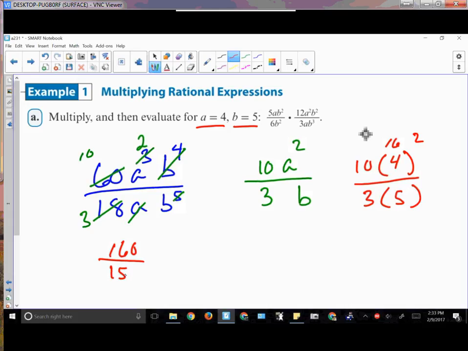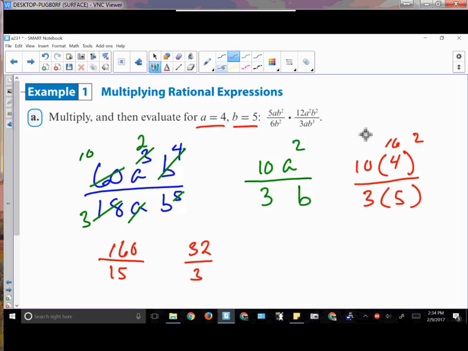Can I simplify? Now, this is where understanding the process and seeing what's going on with your numbers helps. If I look at this, that's got a 0, that's a 5. Both of these are divisible by 5, correct? So if I go and take 160 and divide it by 5, that gives me what, 32? 32 over 3. So I can leave it just like that, 32 over 3.